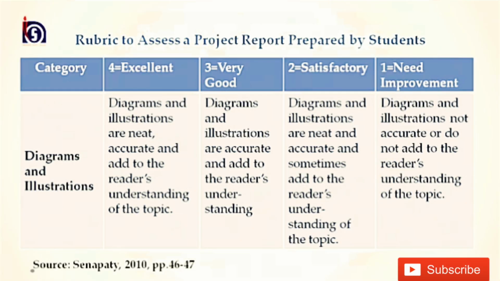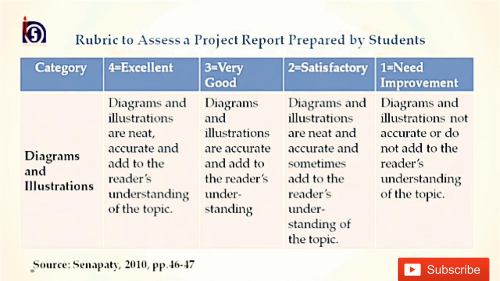Now moving on to the next category, which is diagrams and illustrations. What kind of diagrams and illustrations have been used in the assignment? 4 would be accorded to a student in whose assignment diagrams and illustrations are neat, accurate, and add to the reader's understanding of the topic.